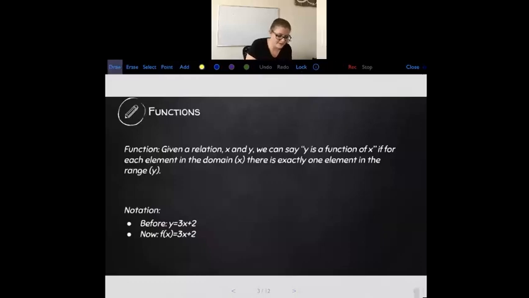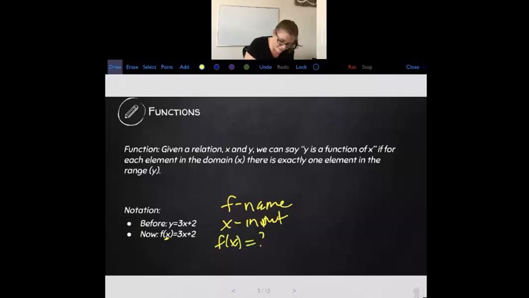I like to think of each part in a different way. So f, to me, is just the name of the function. You could call it g, h are common. I could call it m for Megan. You could call it whatever the first letter of your name is. But f is the name of the function. x is the input value. So you plug a value in for x and you'll get a value out for y. And then once you do that, f of x equals something will be your output value.